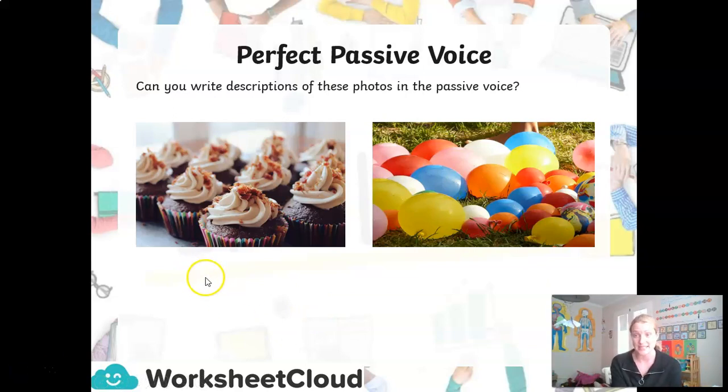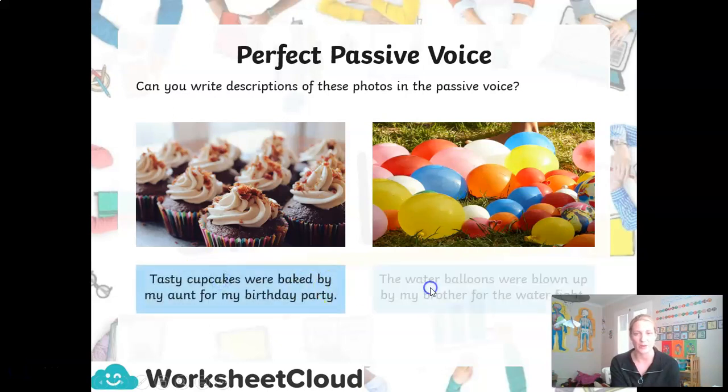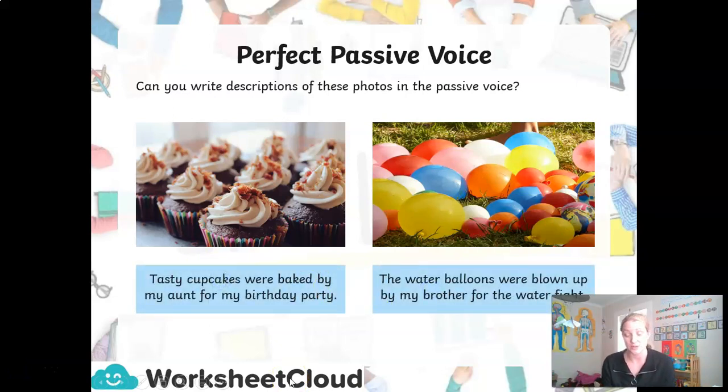So here are my sentences. I'm sure you've come up with much better ones, but I've got, the tasty cupcakes were baked by my aunt for my birthday. The water balloons were blown up by my brother for the water fight. Remember, the tasty cupcakes were baked by my aunt. So remember, there's your subject, the person who did the baking, and there's my objects. And the same here, the water balloons were blown up by my brother.